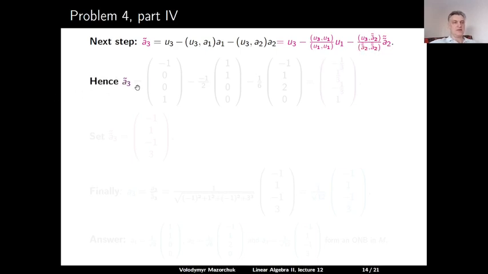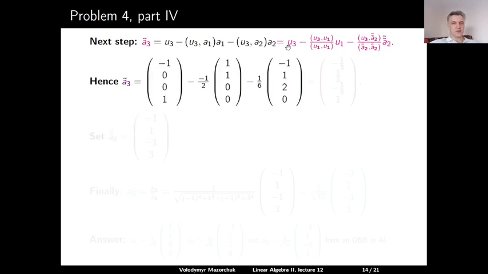And so a3 tilde is equal to minus 1, 0, 0, 1. This is u3, minus u1 is 1, 1, 0, 0, the denominator is 2, we have computed it, and the scalar product of these two vectors is minus 1, 0, 0, 0, it's minus 1. And then a2 tilde is minus 1, 1, 2, 0. The square of its length is 6, we have computed it, so we have 6 in the denominator. And then the scalar product is 1, 0, 0, 0.